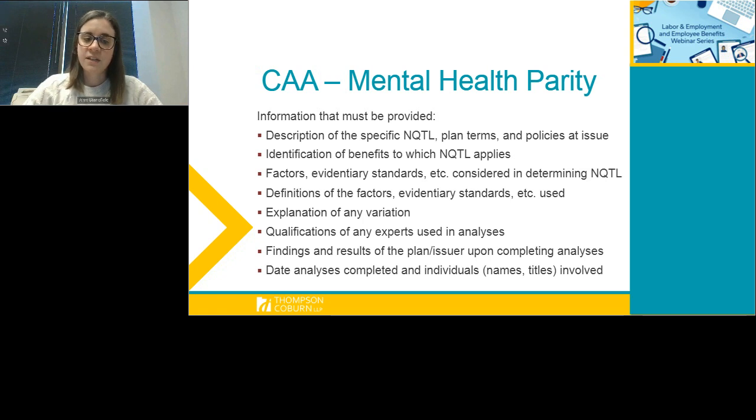It must include an explanation of any variation of the limit, include qualifications of any experts used in the analysis, include the findings and results of the plan and the issuer upon completing the analysis, and include the date the analysis was completed, as well as the individuals involved. Again, this is all information that group health plans must provide only upon request.